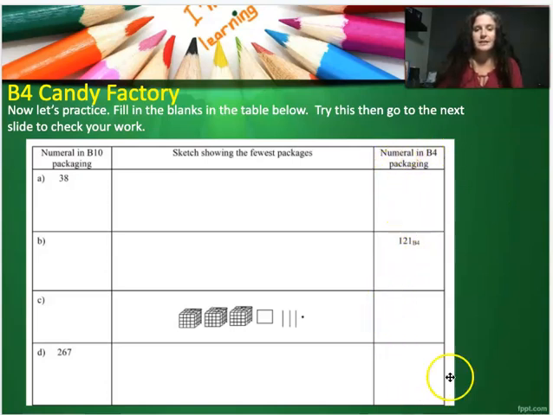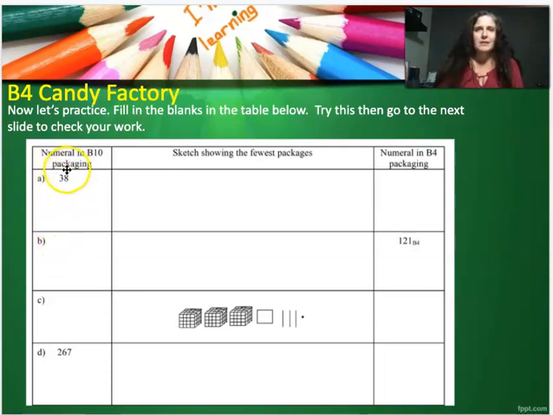Then over here, you're going to write what the numeral is in B4 packaging. So notice that this one right here is 121B4. So I would draw 1 flat, 2 longs, and 1 unit. And then I would convert that and see what that is in base 10. So notice that in each line we have different missing pieces.